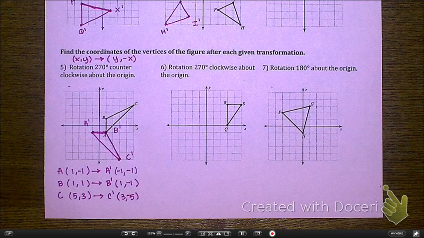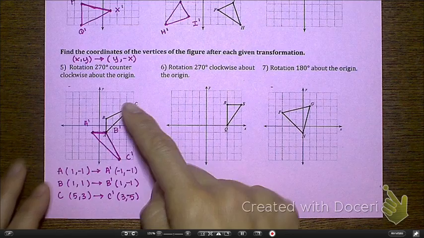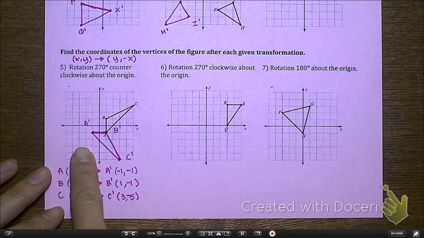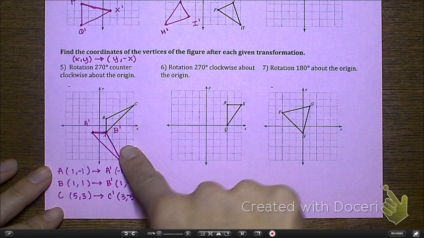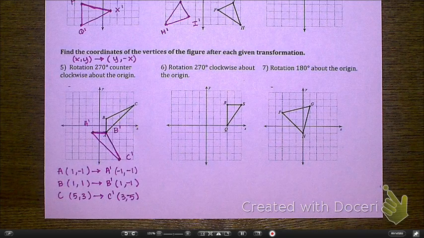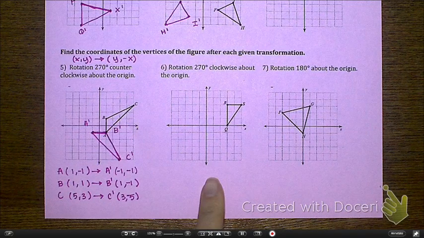So we're basically turning 90, 180, 270, going counterclockwise. Are there questions on how we did that one? No? Okay, I want you guys to try number 6 right now.